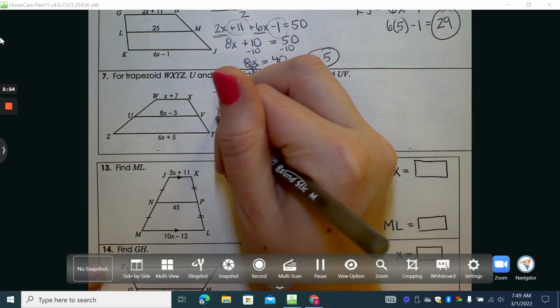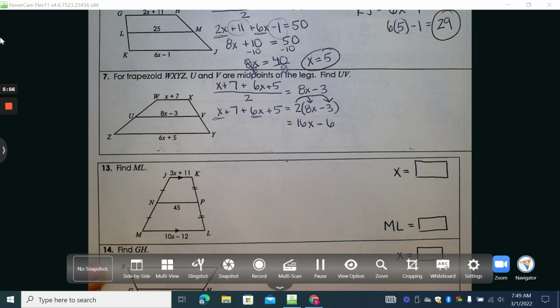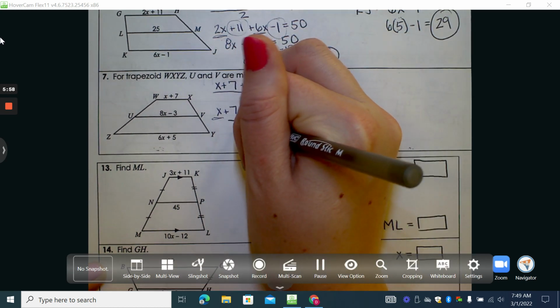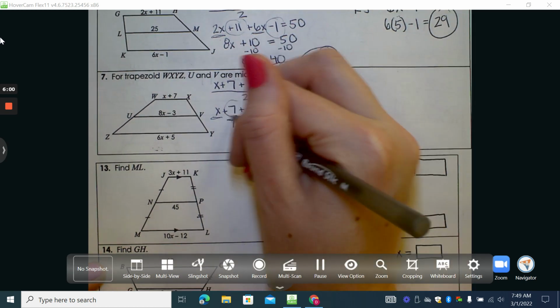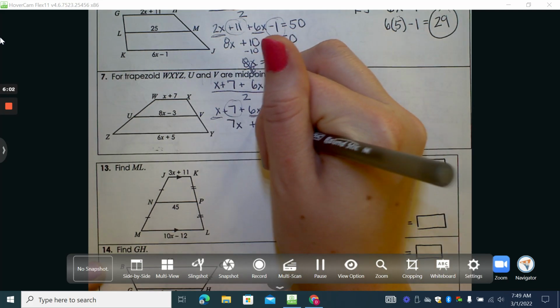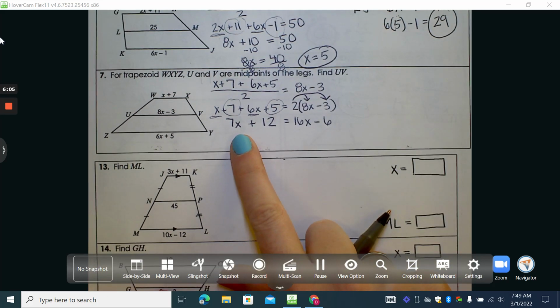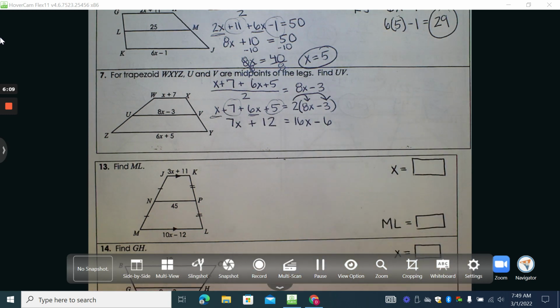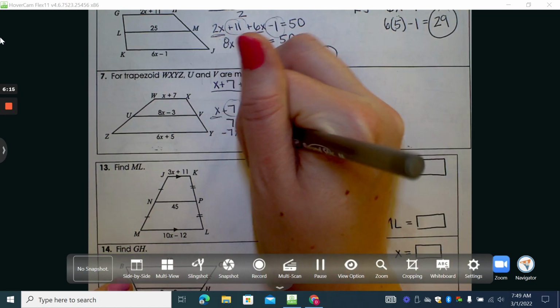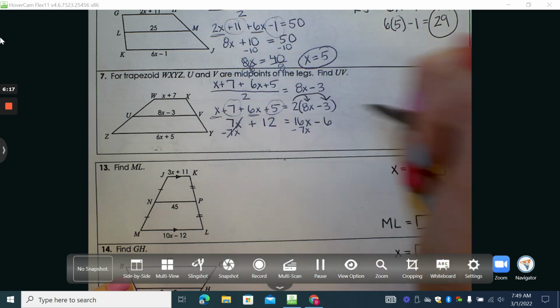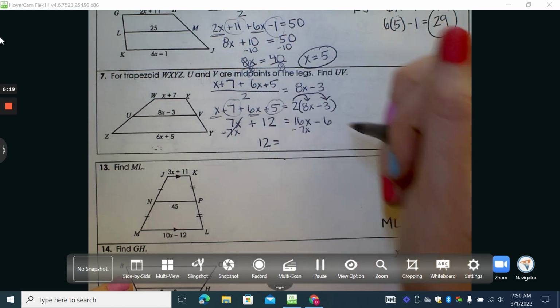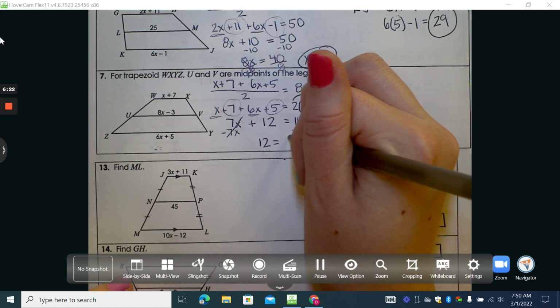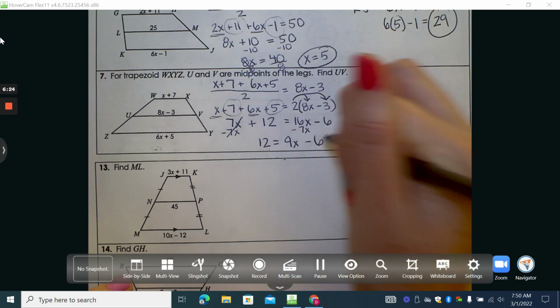Let's combine some of these together. x plus 6x gives me a total of 7x. And 7 plus 5 is 12. So I have 7x plus 12 equals 16x minus 6. This will give me just a couple steps. I want to get all of my x's to the same side. So let's subtract 7x over to this side, and I get 12 equals 9x minus 6.